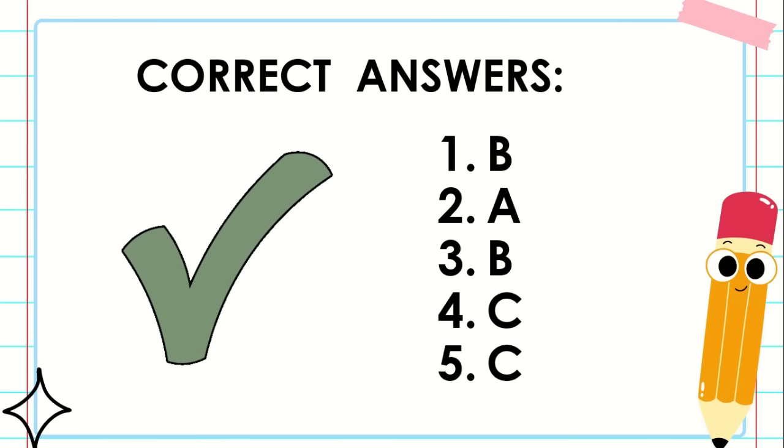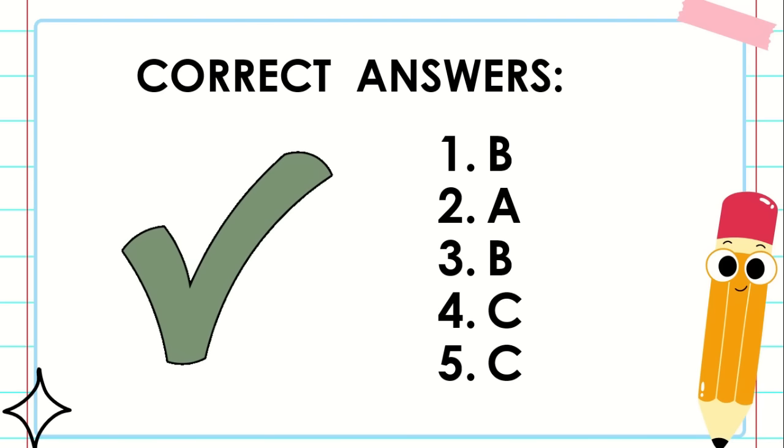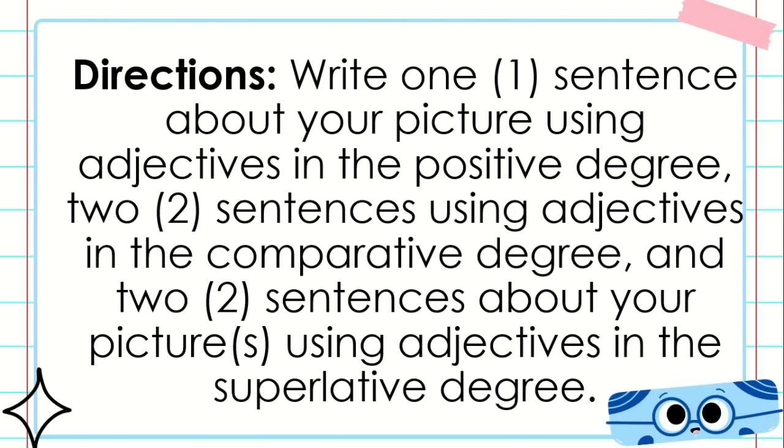Here are the correct answers. For number 1, B. 2, A. 3, B. 4, C. 5, C. Write one sentence about your picture using adjectives in the positive degree, 2 sentences using adjectives in the comparative degree, and 2 sentences about your pictures using adjectives in the superlative degree.